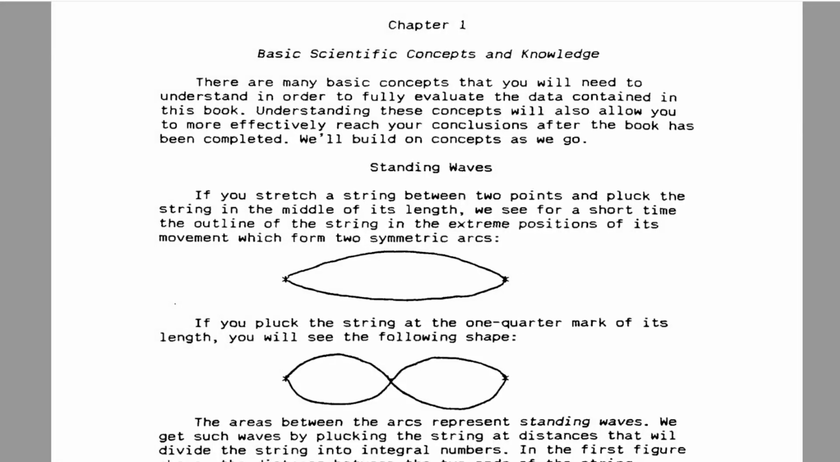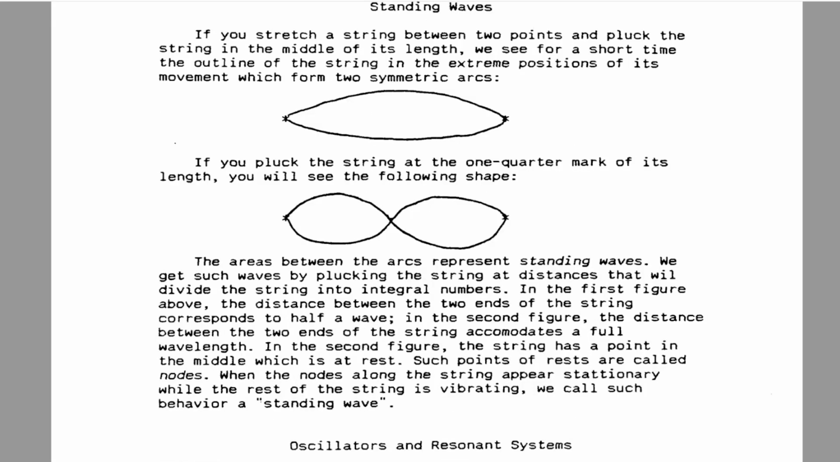Standing waves. If you stretch a string between 2 points and pluck the string in the middle of its length, we see for a short time the outline of the string in the extreme positions of its movement, which form two symmetric arcs. If you pluck the string at the 1/4 mark of its length, you will see the following shape. The areas between the arcs represent standing waves. We get such waves by plucking the string at distances that will divide the string into integral numbers.